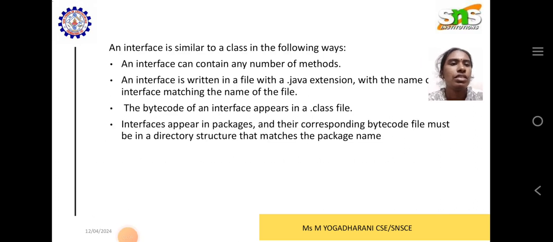An interface is similar to a class in the following ways. An interface can contain any number of methods. An interface is written in a file with the .java extension, with the name of the interface matching the name of the file. The bytecode of an interface appears in a .class file. Interfaces appear in packages, and their corresponding bytecode file must be in a directory structure that matches the package's name.